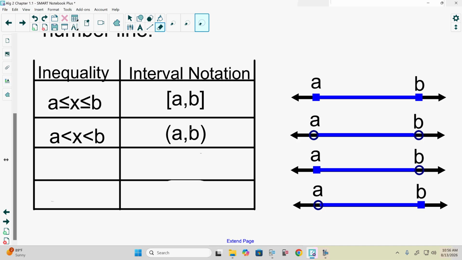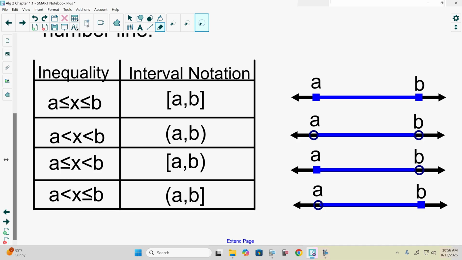But we could also have one of each. We could say that A is included, but B is not. A is less than or equal to X is less than B. So A would be filled in on the number line if we graphed it, and B would be an open circle. Or A is less than X is less than or equal to B. A is not included, but B is. So A would be an open circle if we graphed it, and B would be a closed.